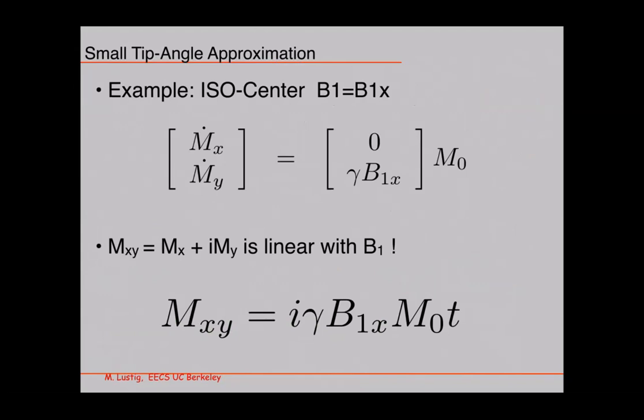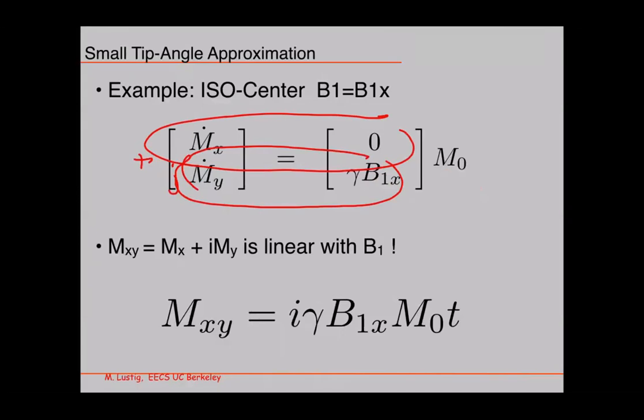And for example, again, at isocenter, B1 is equal to B1X, let's say, just applying in the X direction. In that case, there's no rotation, there's no precession. So our system at isocenter is Mx dot and My dot equals zero, gamma B1x times M0. And the solution for this is very simple, right? What I can do is take this equation and then do plus j times this equation, and again represent the Mxy component as a complex number. In that case, Mxy equals Mx plus iMy. And the result will be linear with B1. So Mxy will be equal to i gamma B1x M0 times t. Effectively, Mxy will just increment with t.